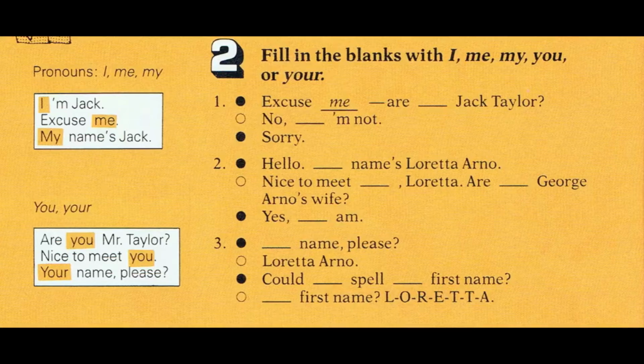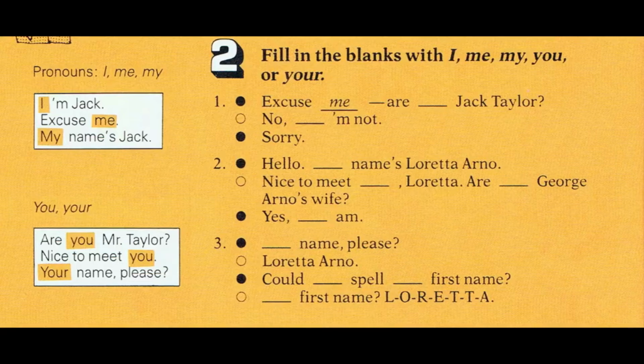Well, we have some examples in the boxes. Let's pay attention to those sentences. Pronouns. I, me, my. I'm Jack. So I is a subject, the doer of the action. Excuse me. Me is an object, is the receiver of the action. Then my. My is a possessive adjective, and it is always with a name. Without a name it is meaningless. It shows that I have something. My book, my name, my pen, my car. So my name's Jack.